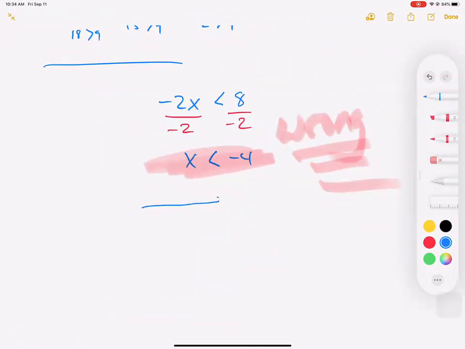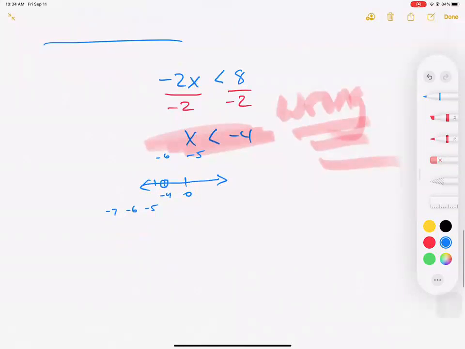Let's draw my number line again, just so you guys can visually see it. Here's 0, here's negative 4. Pick a number that's less than negative 4: negative 5, negative 6, negative 7. So negative 5 is less than negative 4, negative 6 is less than negative 4, and negative 7. These are all going to work.